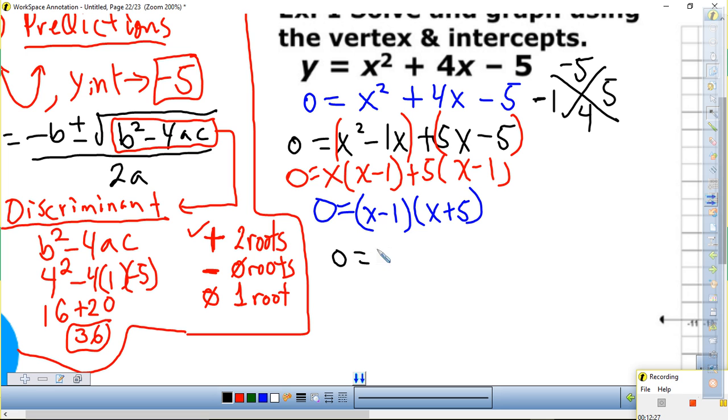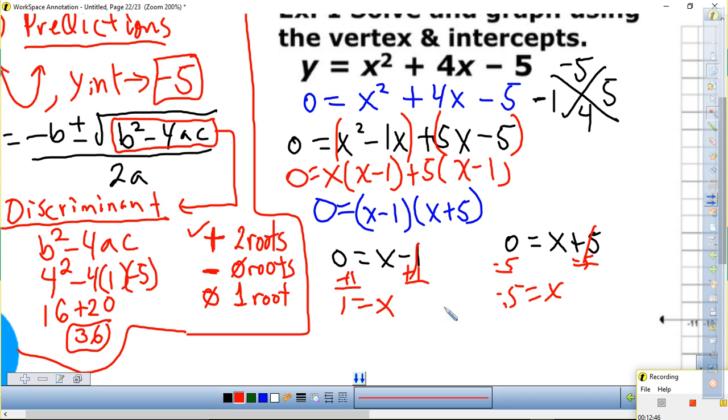Zero equals x minus 1. And we solve, so therefore, plus 1 plus 1, 1 equals x. Minus 5 minus 5, negative 5 equals x. These are my roots, x-intercepts, zeros, solutions.